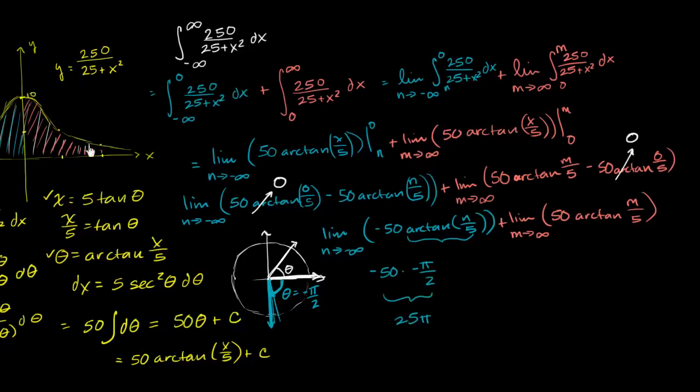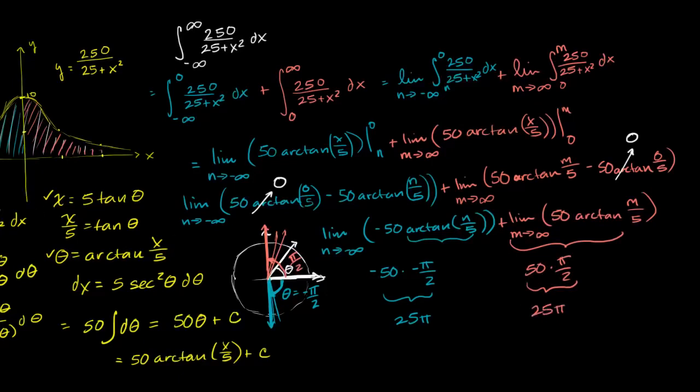And similarly, arctan of m over 5 as m approaches infinity. As m approaches infinity, the slope of the terminal side of the angle approaches infinity. So the slope is getting higher and higher. It approaches infinity as it gets closer and closer to vertical. So the arctan of m over 5 as m approaches infinity is going to be positive pi over 2. This is an angle of positive pi over 2. So what we see in orange right over here is going to be positive 50 times pi over 2, which is going to be 25 pi.